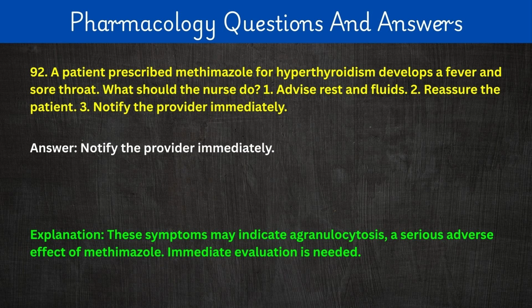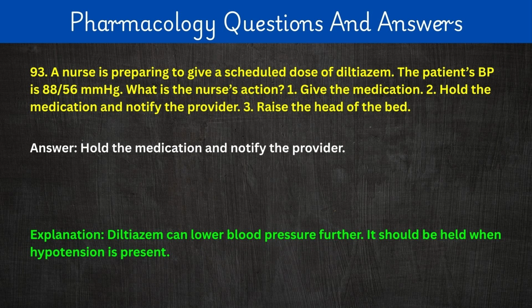92. A patient prescribed methimazole for hyperthyroidism develops a fever and sore throat. What should the nurse do? 1. Advise rest and fluids. 2. Reassure the patient. 3. Notify the provider immediately. Answer. Notify the provider immediately. Explanation. These symptoms may indicate agranulocytosis, a serious adverse effect of methimazole. Immediate evaluation is needed.